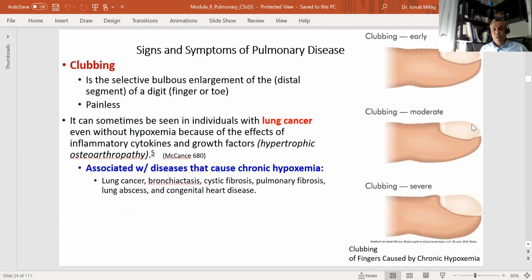Clubbing, which is one of the common manifestations of long-term hypoxia or hypoxemia. So patients with COPD, for example, tend to develop this clubbing. That's long-term. It doesn't happen over a day or two or a week. It takes a long time to develop. That's one of the long-term complications, or you can call it a manifestation of chronic hypoxia. And sometimes it's also seen in patients with lung cancer as well. Chronic hypoxemia would lead to clubbing.